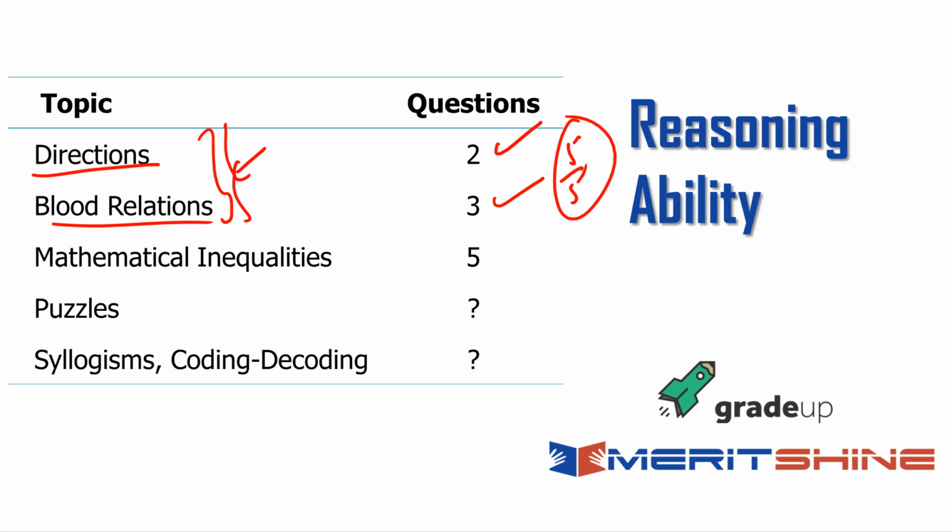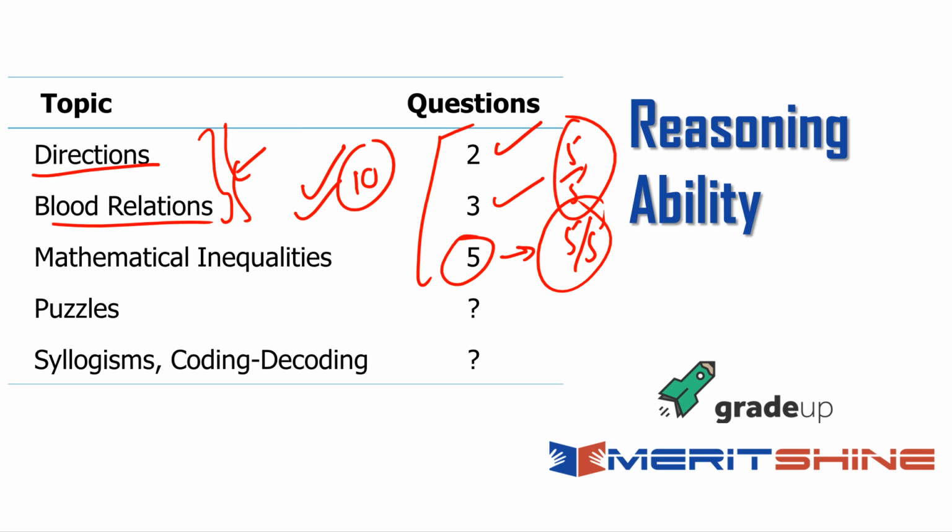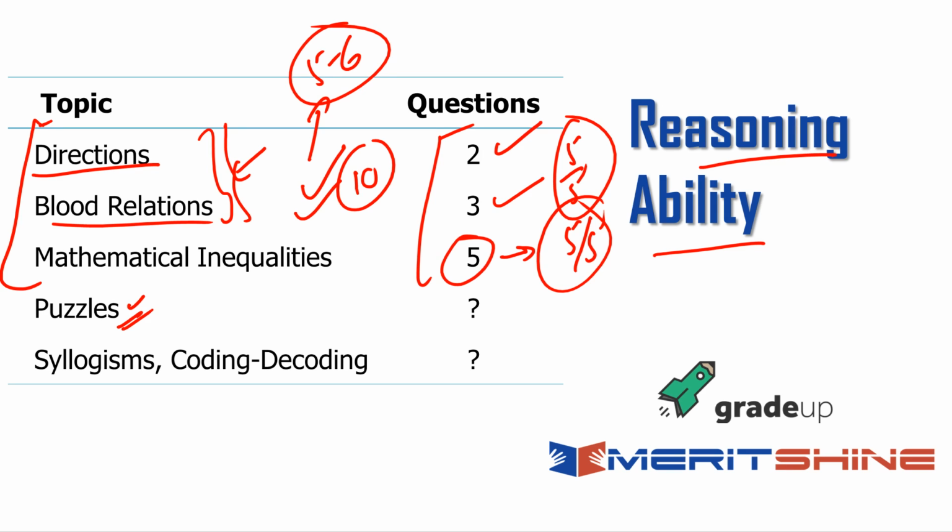Fine. Mathematical inequalities, we already mastered it. We did 2 sessions on this. This is again 5 out of 5. So if nothing changes in the paper, these 10 marks are there for the taking. Your 10 marks in 5-6 minutes. Get this first. No matter how fond of puzzles I am or not, I would start my paper invariably with directions, blood relations, mathematical inequalities if it comes to reasoning ability. Reasoning ability for me in this paper in its current avatar means directions, blood relations, mathematical inequalities.